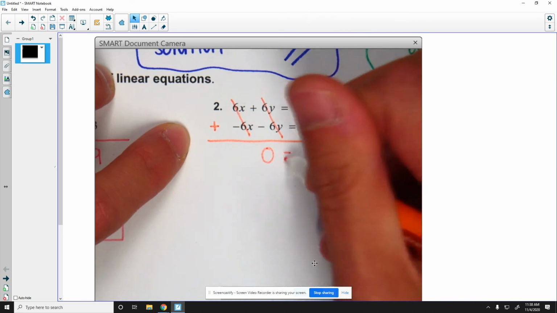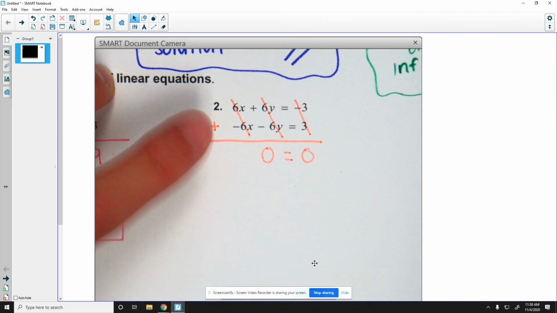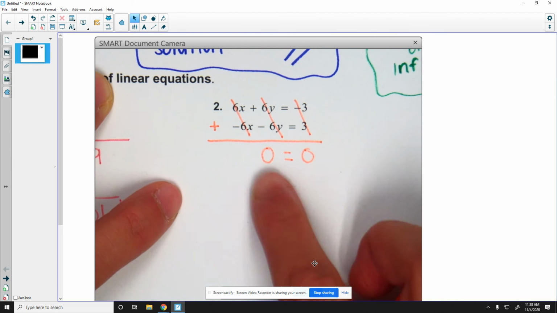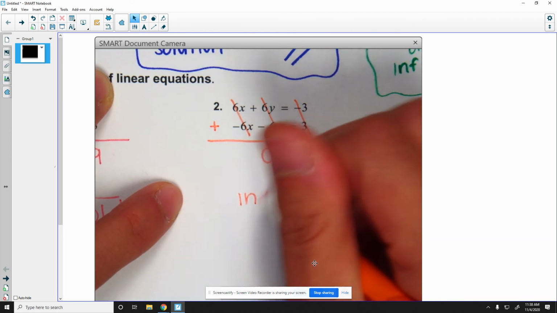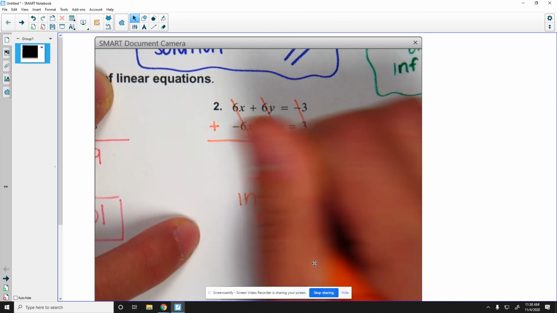So this side I have a 0. Oh, negative 3, positive 3 cancels out. I have 0. Okay, this is me showing my work. I got 0 equals 0. Infinitely many, right? Because this is true. 0 does equal 0. So I can write infinitely many solutions, or I can write all real numbers.